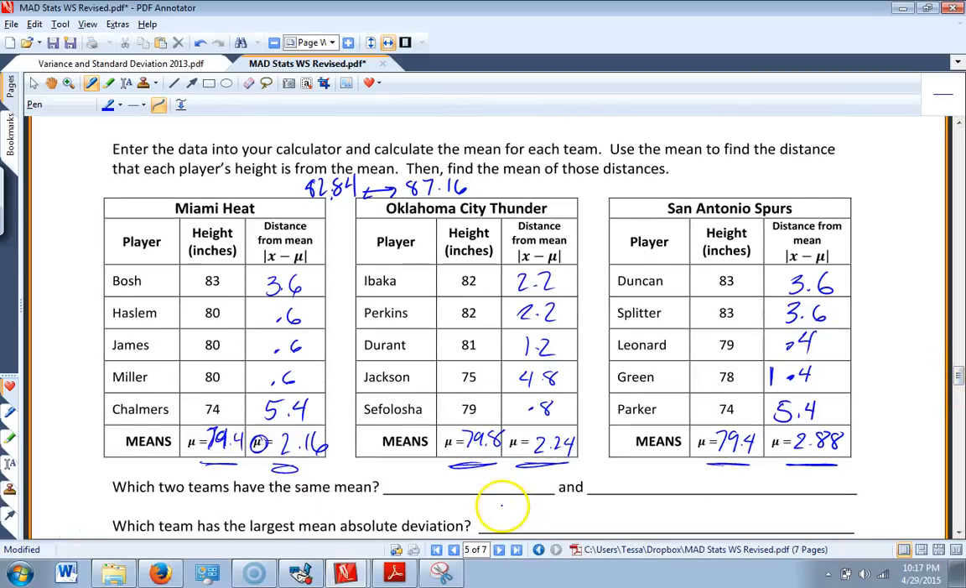Okay, so which two teams have the same mean? I don't know why I just wrote 79.8. We see 79.4 there and 79.4 there. So the Spurs and the Heat. Okay? All right, Spurs and Heat, whatever. Wrote it in the wrong place.